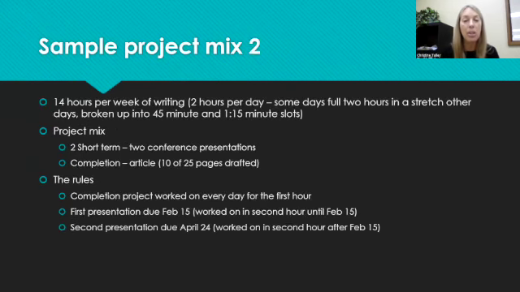The second project mix that I want to talk to you about as an example is somebody that has 14 hours a week of writing, and what they have is 2 hours per day. So over the course of 7 days a week, 2 hours per day. I think that I did that math right. But the difference here is that some of the days there were 2 full hours in a block together. And then sometimes those 2 full hours were broken up into 2 segments where they had like a 45-minute segment and an hour and 15-minute segment.